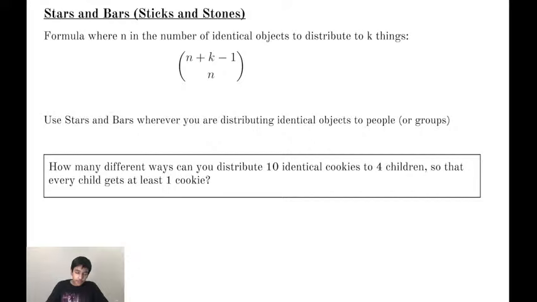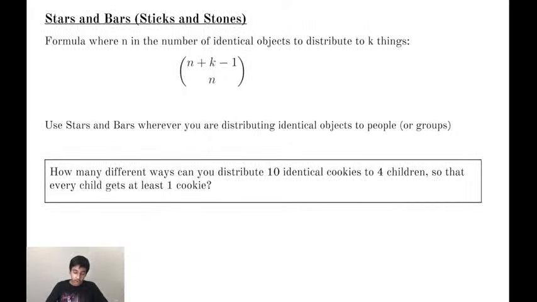Also, another formula, or technique, that's very important is stars and bars. So basically, whenever you have n objects, or n stars, as the name comes from, and you have k things and you want to distribute these n objects to them, you place k minus 1 bars among the stars to get that there are n plus k minus 1 choose n ways to rearrange all the objects in this line. And use stars and bars whenever you're distributing identical objects to people or groups.